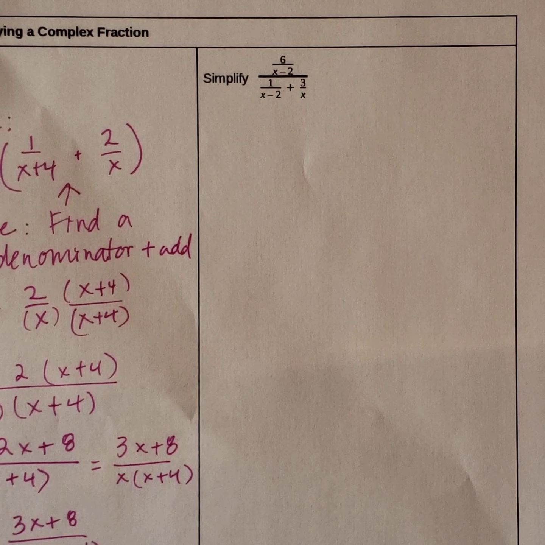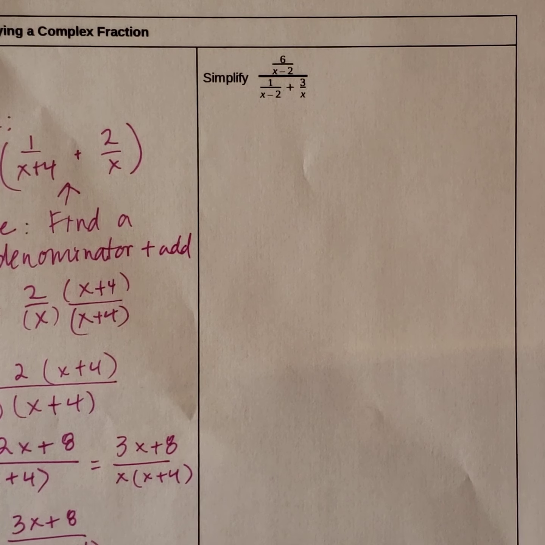7.4, example 4, part B. So we are being asked to simplify a complex fraction again. So we will do the same thing that we did in the other example. We will rewrite 6 over x minus 2, and this whole quantity sticks together right now, divided by 1 over x minus 2 plus 3 over x. Same thing that we did on the previous problem.